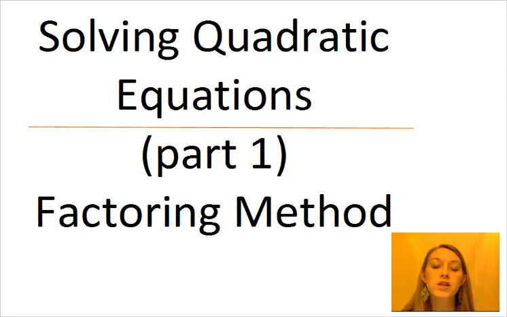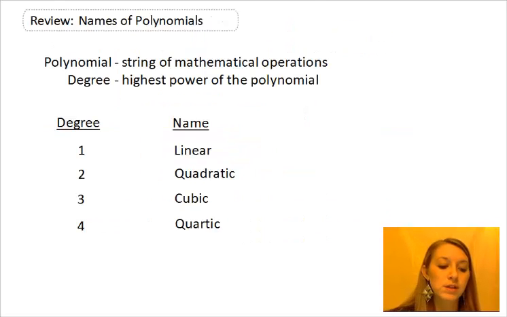Solving quadratic equations part 1. In this video I'll be showing you how to solve quadratic equations using the factoring method. But before we start solving equations, let's review some things.